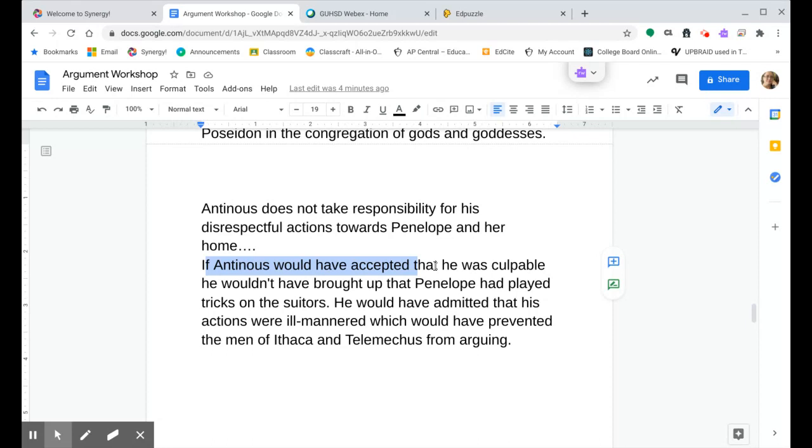Does it return to that idea of responsibility? Yep. Culpable, about being responsible. Does it have enough emotional kick? Does it have enough development to be worth that extra credit point? If Antinos would have accepted, he wouldn't have brought it up. He would have admitted his actions were ill-mannered, which would have prevented them. I would say yes, because a student who was just correct would have stopped right here and would have said, whoop, I've done my job, I'm good. But you have this additional contrast that really develops it and kind of paints this picture of how the world would be different. So I would give this excelling.